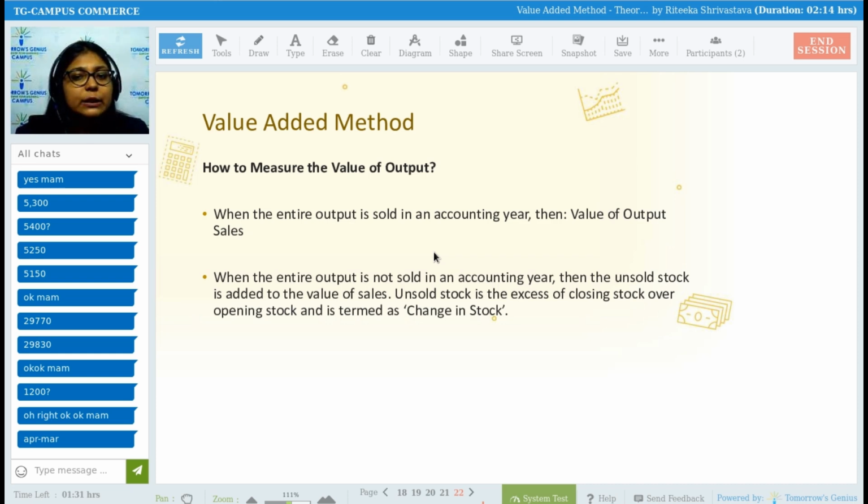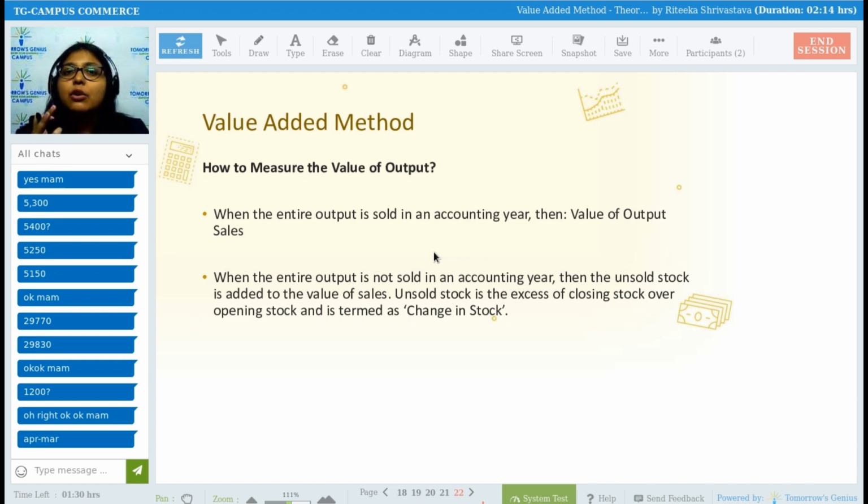Now, how to measure value of output? I'll be giving the formulas for everything, which will make solving the questions much easier. Just go through this theoretical part and try to understand it. When I put these things in formula, it will become easier for us. But as of now, just try to understand what it is.